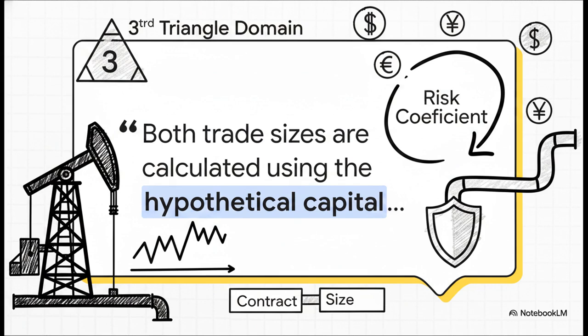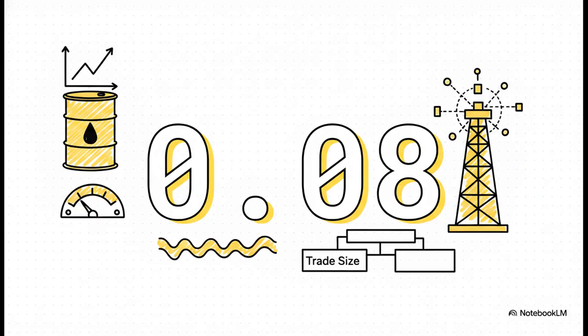Now this next part is absolutely crucial to the entire framework. Both trade sizes are calculated using the hypothetical capital, the investor's maximum allowed drawdown, the third triangle domain percentage, the risk coefficient, and the contract size. So what does this all mean when you run the numbers? Well, the explicit output of this deterministic calculation gives us exactly one result. We get a highly precise trade size of 0.08.